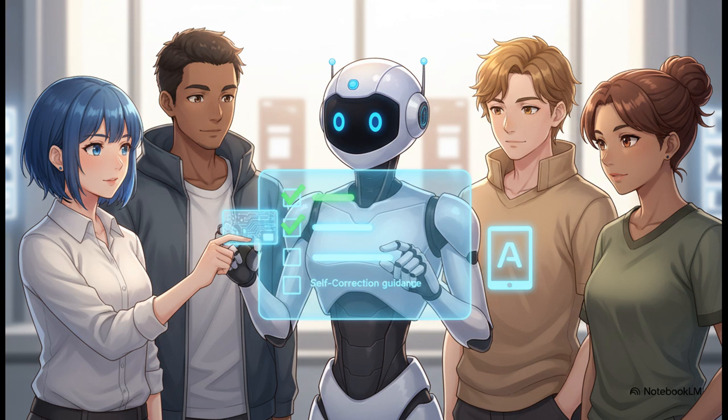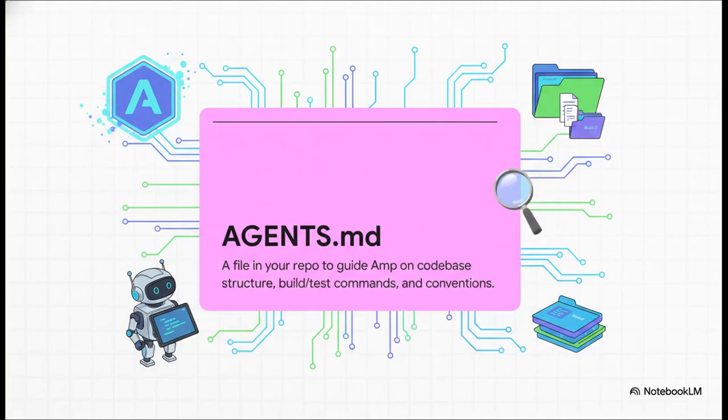And there's a special file you can use to give it project-specific instructions. And that file is called agents.md. Honestly, think of this as your project's onboarding doc for the AI. You drop this file in your repo, and you can tell AMP all the little quirks, how to run the build, what your coding style is, how the project is structured. It's how you make the agent an expert on your code.